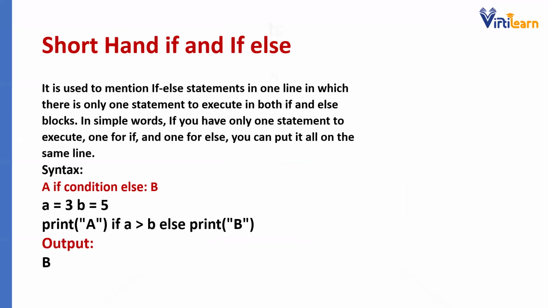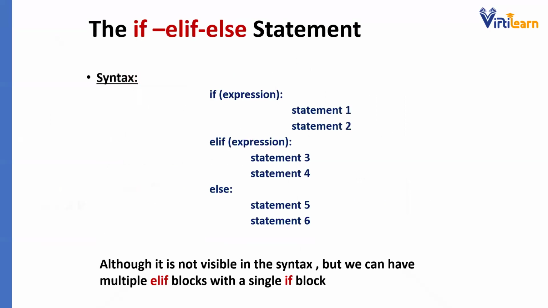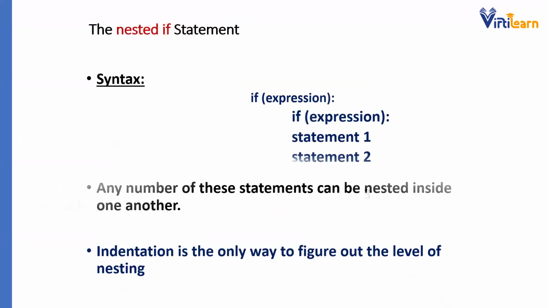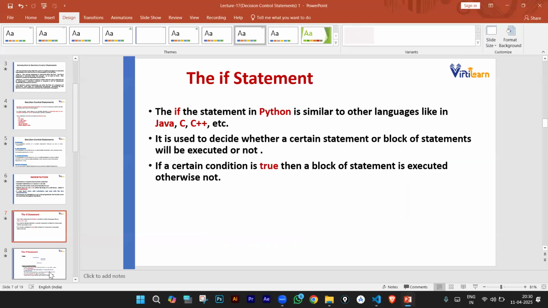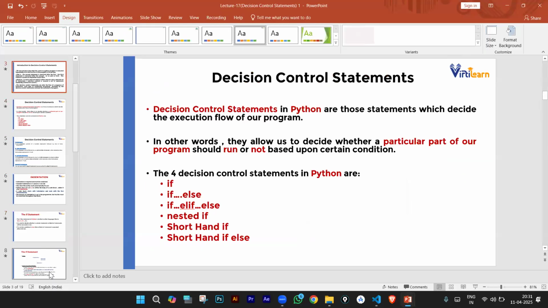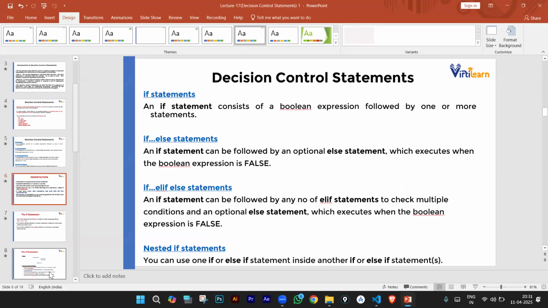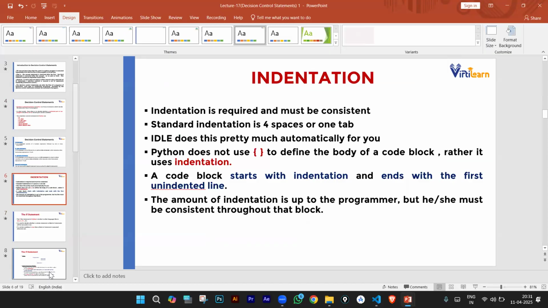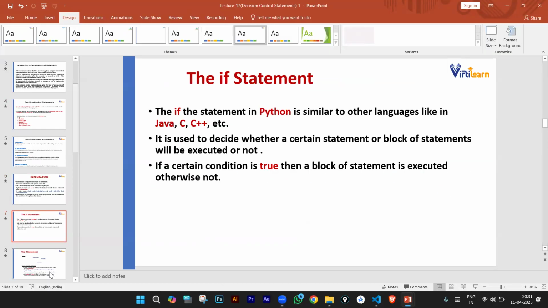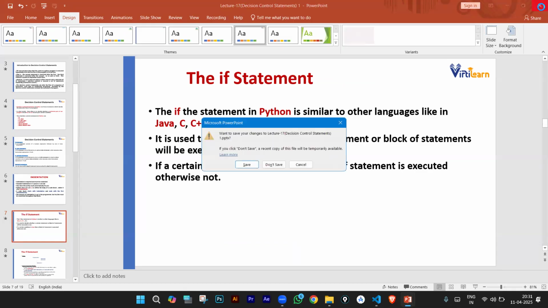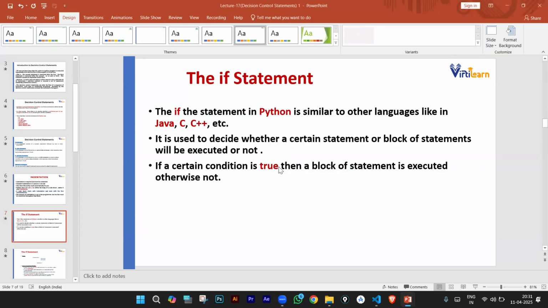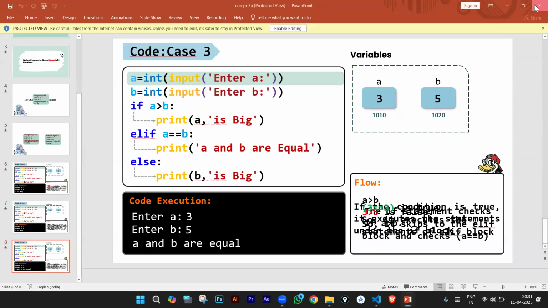Next step, we have if elif else. So what will happen in if elif else? It is going to check a condition. If the condition is true, it is going to execute that block. Otherwise, it will go ahead and check the next one, and it will keep on repeating until one of the conditions is true, or by default, else block will be executed. That is the default case for it.